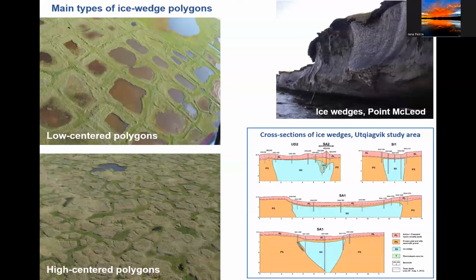Size of polygons typically varies from 10 to 20 meters across, and typical ice wedges in the coastal area of northern Alaska are from 1 to 5 meters in width, and up to 3, 4, sometimes 5 meters in depth.